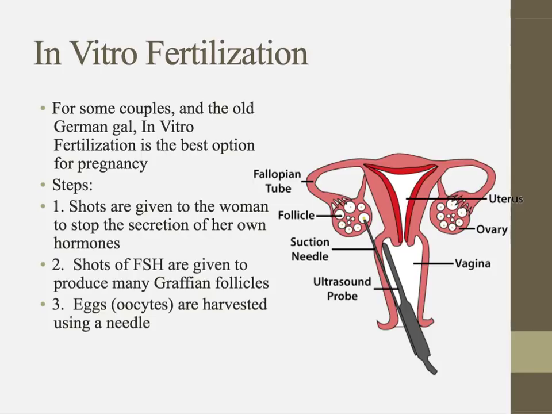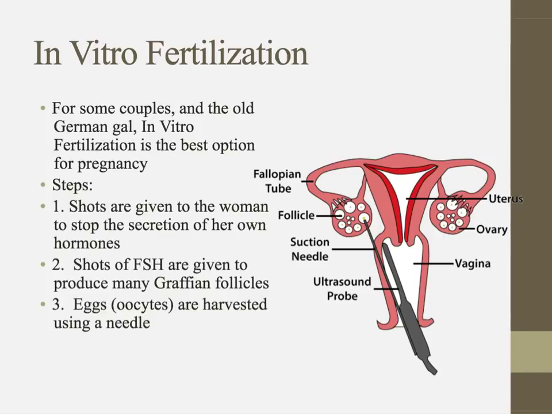So in vitro fertilization basically works like this. We're going to take an egg from a woman, we're going to take sperm from a male, we're going to fertilize that egg outside of the body, and then we're going to put it back into the woman's uterus. So how does that work? Well, step number 1, we're going to give shots to the woman to stop the secretion of her own hormones. We don't want her going through a normal cycle.